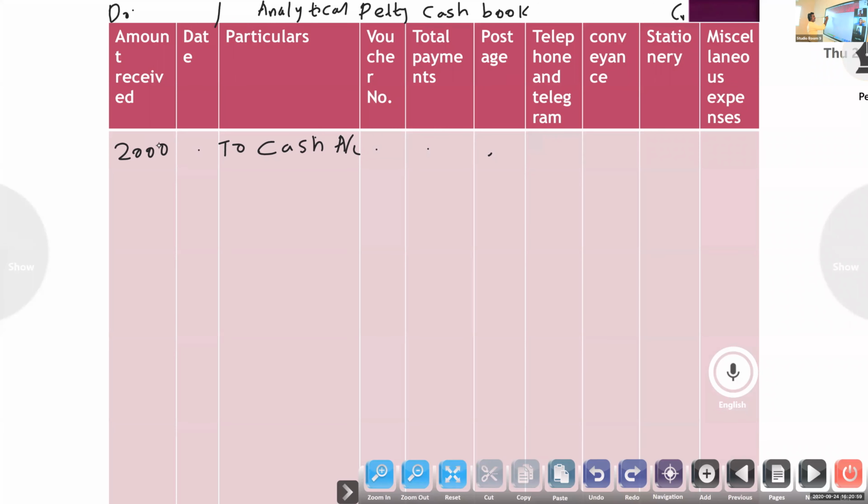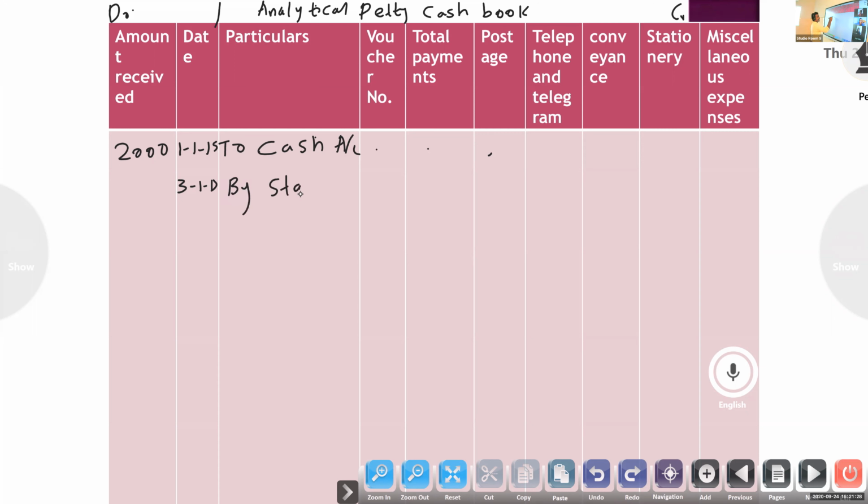Next, suppose 1st January 2015, third, stationery. So the entry will be expense account to petty cash book. So petty cash is credit. Expense account to petty cash. First one, petty cash account to cash or bank, so the petty cash book debit side to cash. Second entry, expense account to petty cash.